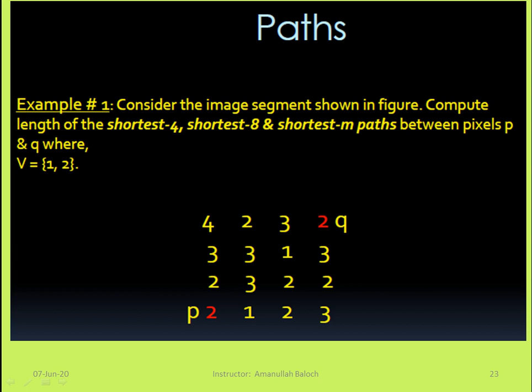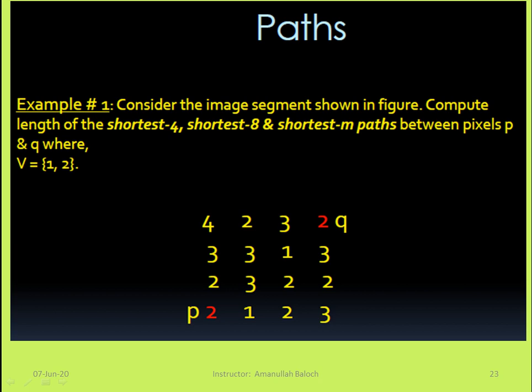From P to Q we will go by considering 4 adjacency first, and see whether a path between P and Q exists or not. Then we will consider 8 adjacency and try to find the path between P and Q. If the path exists, that will be considered the shortest 8 path. Finally we will find the m adjacency path, following the rules of m adjacency from pixel P to Q, to find the shortest path.